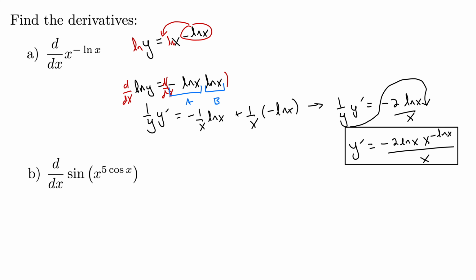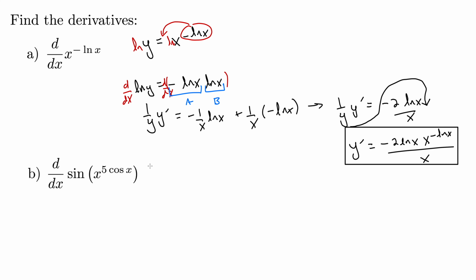Okay, well, hopefully that's what you got when you worked through this problem. If not, make sure you know kind of where you went awry. Part B asks us to find the derivative, d by dx, of sine of the quantity x to the 5 cos x. So a lot going on there. Pause the video, work through part B, and then we'll work it together and see what we get.